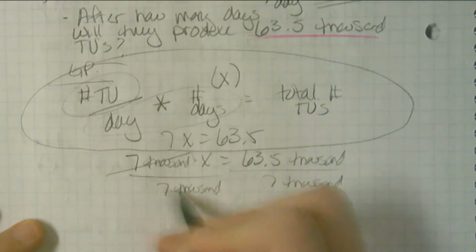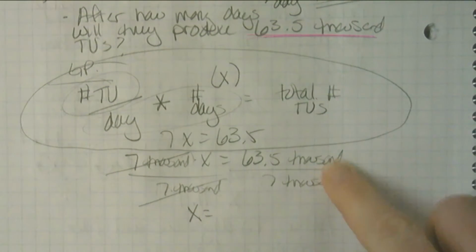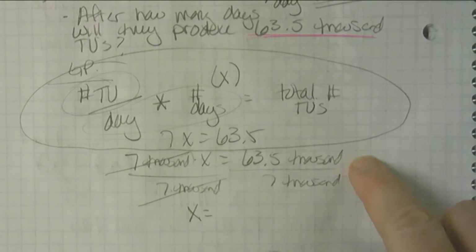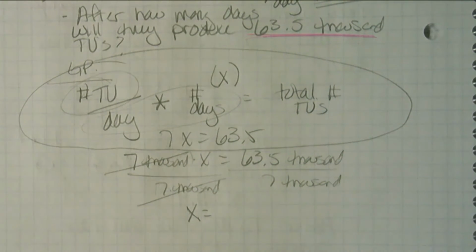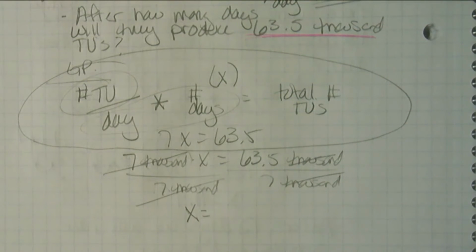So my 7,000s cancel each other out, which leaves me with my x. What happens to my thousands here? I have 1,000 in the numerator and 1,000 in the denominator. What happens to them? Jeff? They cancel out. So I don't even need to write them on there because they both are in the thousands.